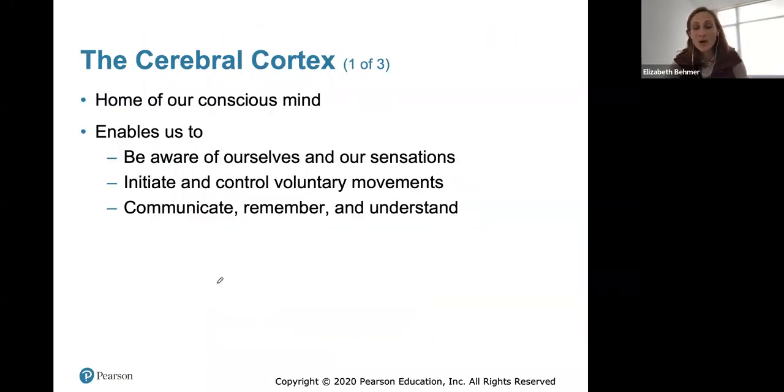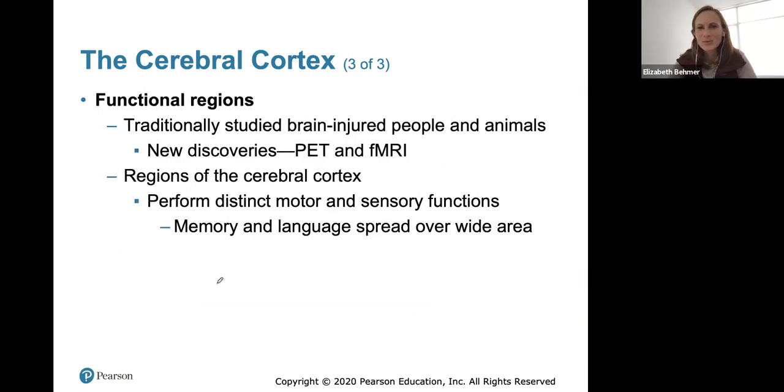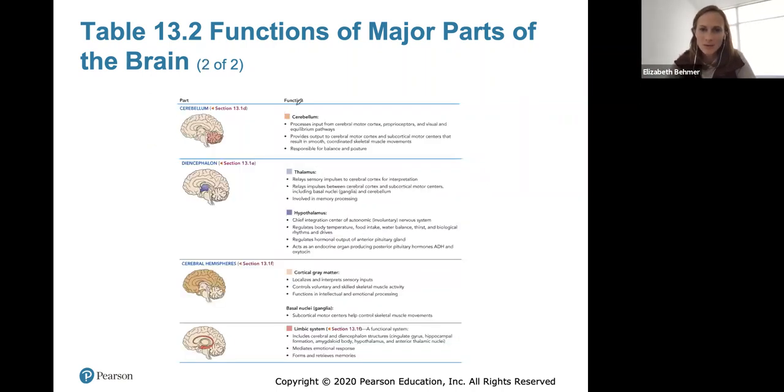The cerebral cortex is the home of our conscious mind. It enables us to be aware of ourselves and our sensations, initiate and control voluntary movements, and communicate, remember, and understand. The cerebral cortex is composed of gray matter. It folds, and it triples in size. So this is the cerebral cortex. There are functional regions. Traditionally, studying brain-injured people and animals can give us some functional regions of the cerebral cortex. These two slides are great to look at because they tell you the basic parts of the brain and their function. And this is as far as I would ask you to know about these structures.